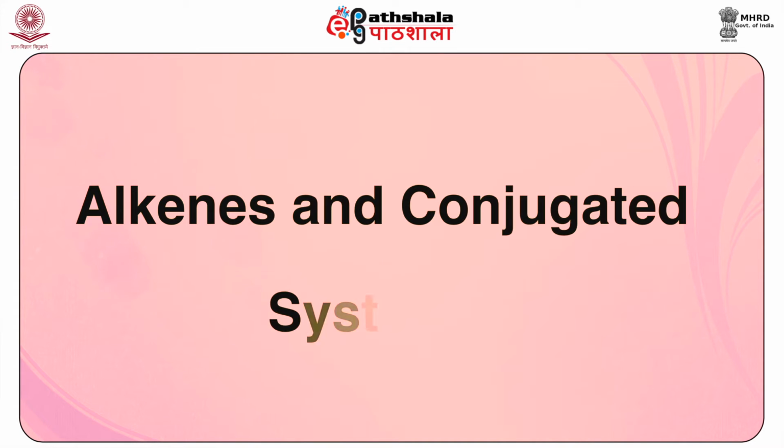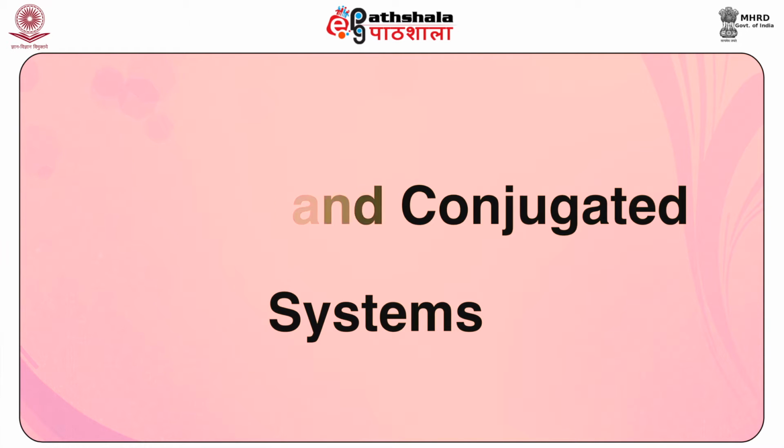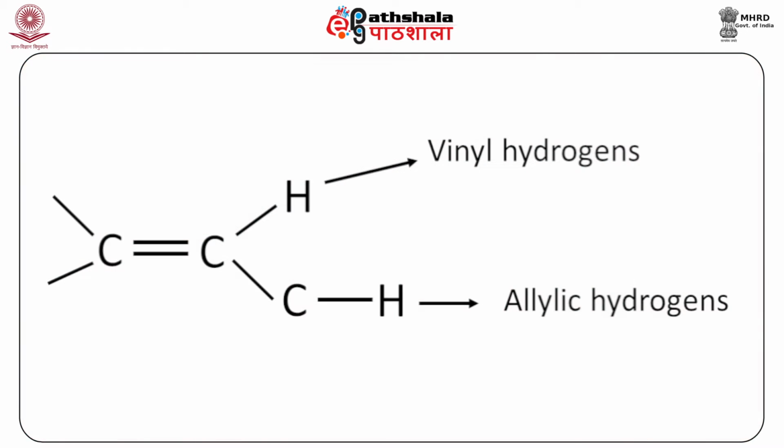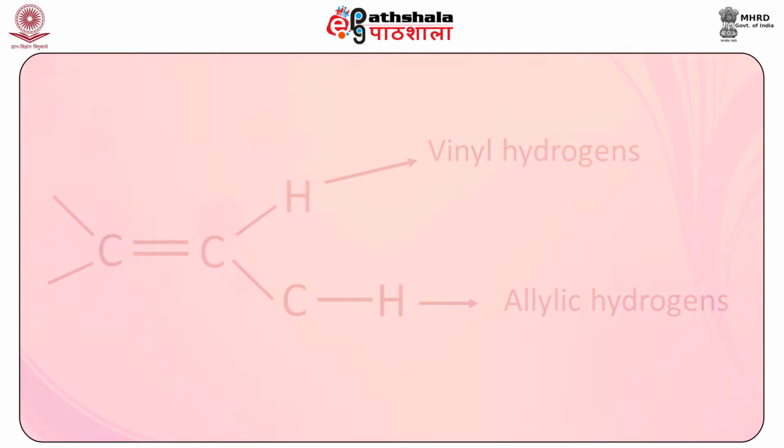Now students, we shall go to the functional group of alkenes and conjugated systems. There are two types of hydrogens in alkenes. Hydrogens directly attached to the double bond are known as vinylic hydrogens or vinyl hydrogens, whereas those located on the carbon atom attached to the double bond are called allylic hydrogens. Each type of hydrogen resonates in a particular chemical shift.